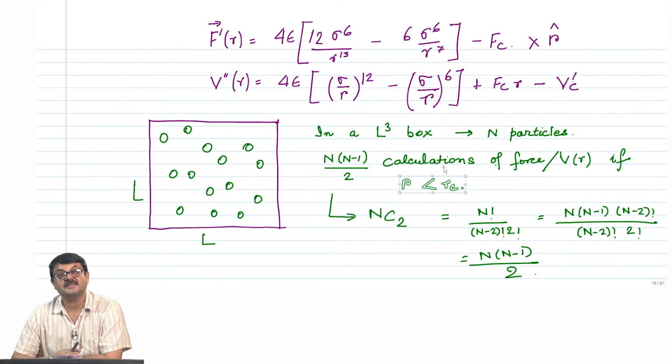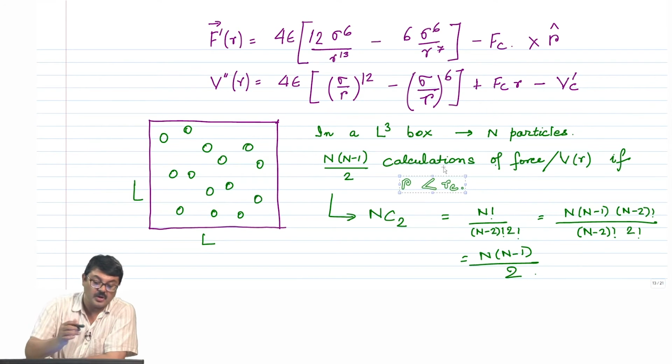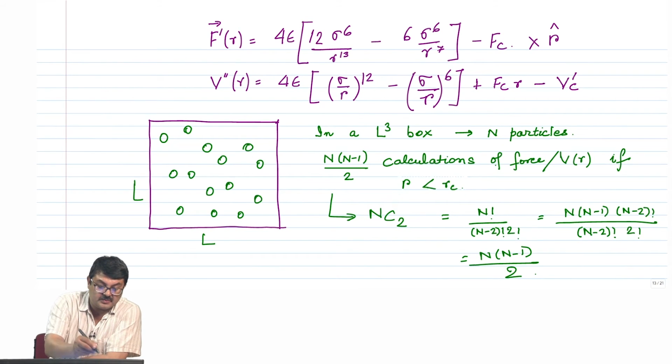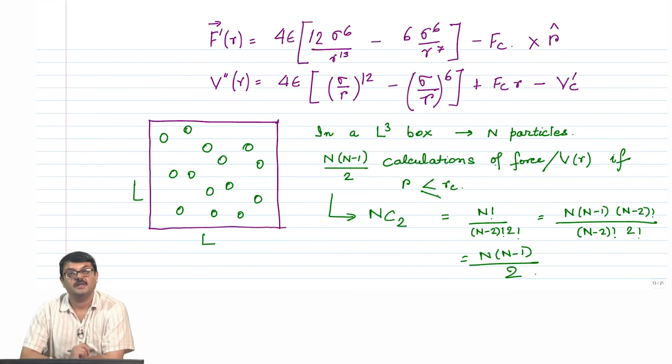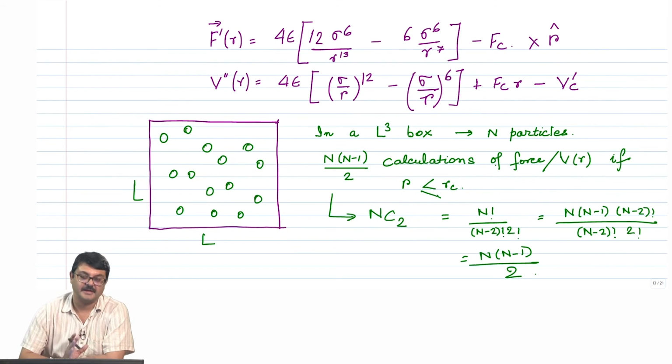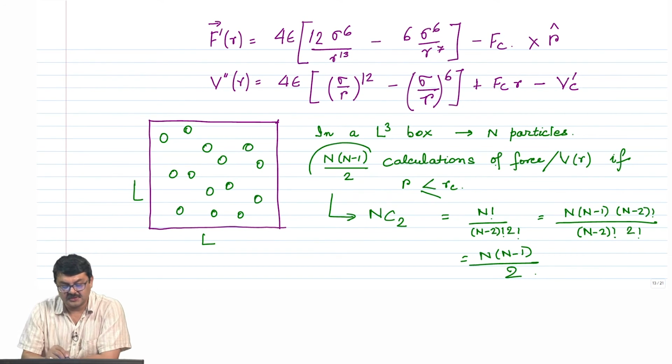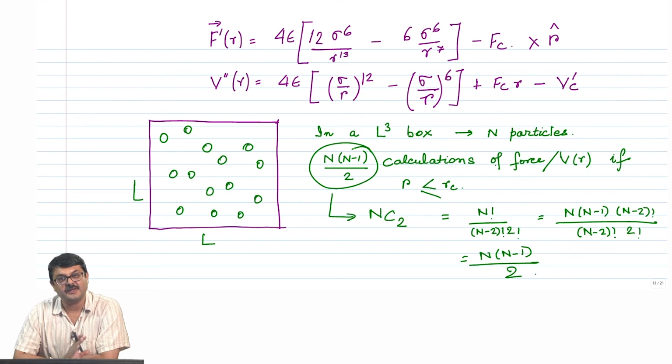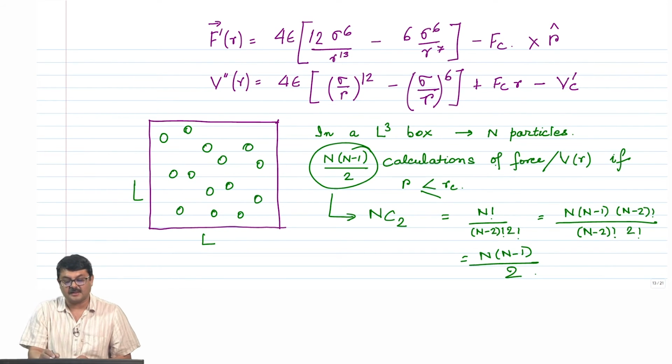Because if r is greater than r_c, then essentially the potential is 0, the force is 0, and only if r is less than or equal to r_c do you need to calculate the force. So, you have already saved some amount of calculation by taking a cutoff. Later we will discuss how we can capitalize much more by using neighbor lists, but that has to wait for some time. So, I hope you understood why I said that there will be N(N-1)/2 calculations. It basically comes from NC2.